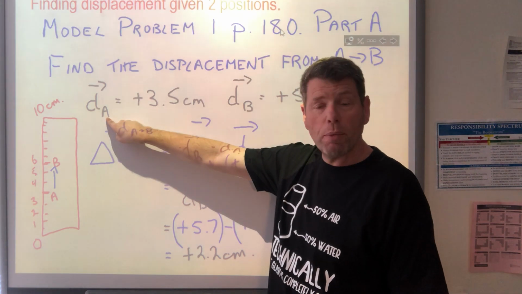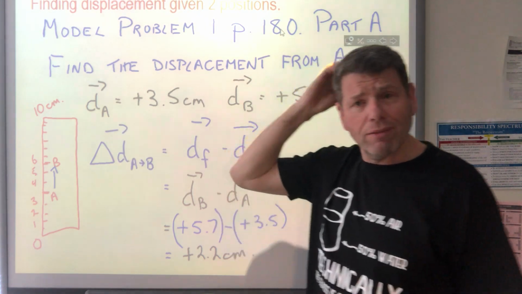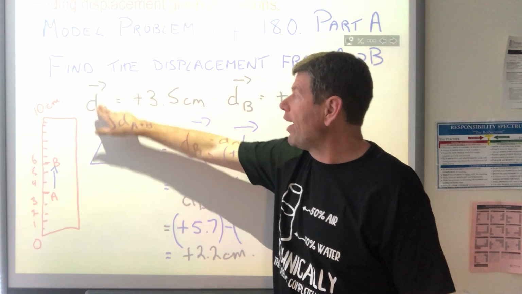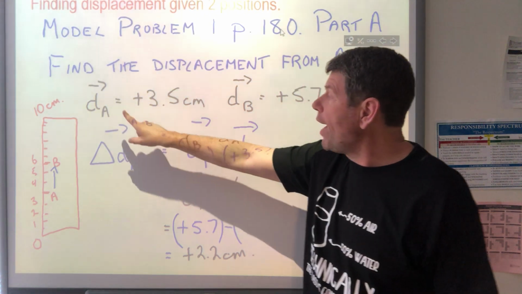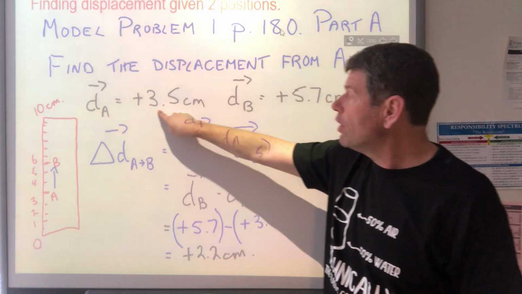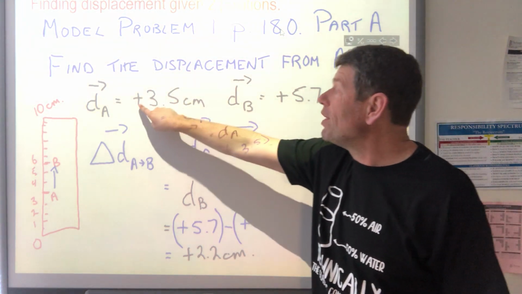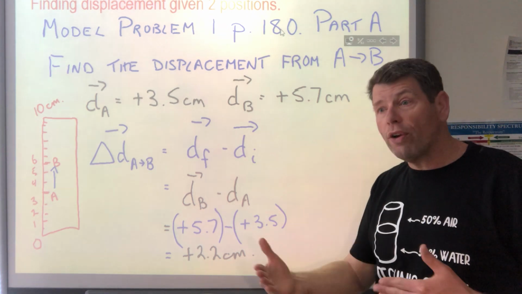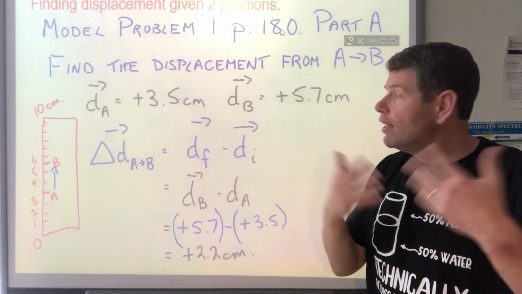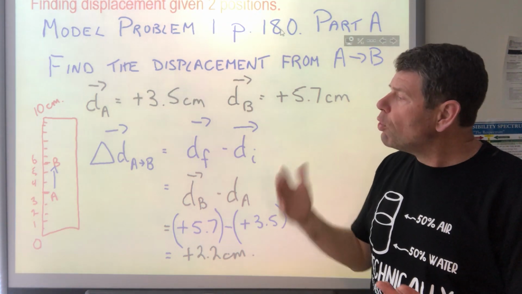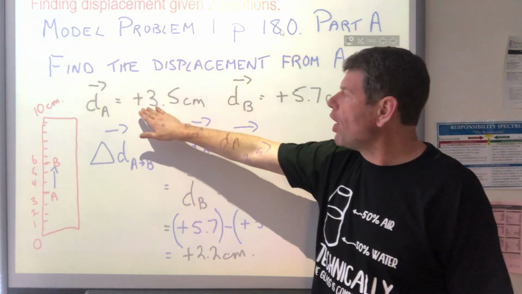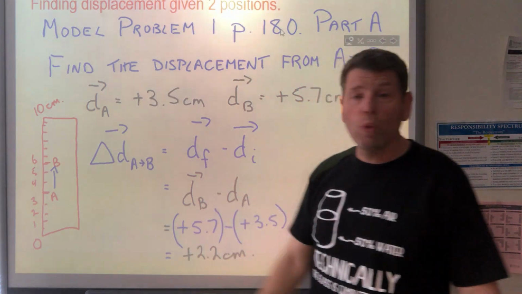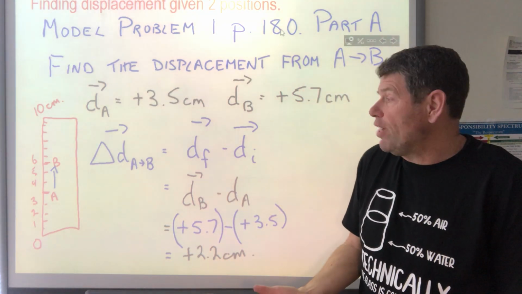Quite often we use a subscript to help us remember what we're talking about. We're talking about position A. It's a vector, and that requires magnitude, 3.5 centimeters, but we need a direction. Direction can be a plus, a minus, north, south, east, west. We need some kind of direction. So since they're giving us positive 3.5 centimeters, I'm going to use maybe a 10 centimeter ruler in this situation.